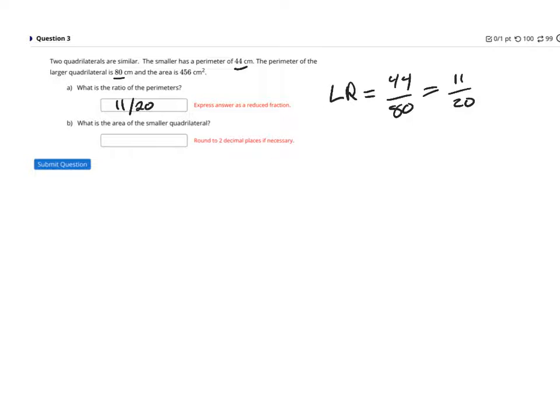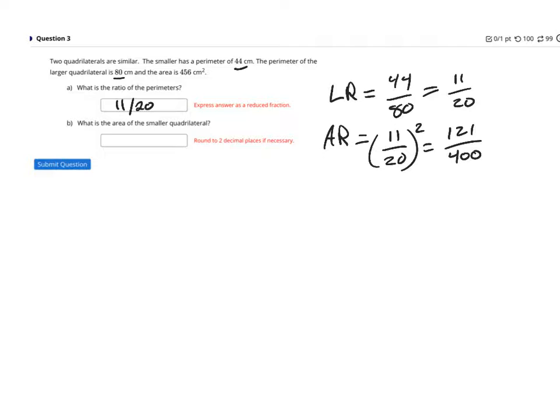Letter B says, what is the area of the smaller quadrilateral? To do that, I need to find the area ratio. To find the area ratio, you take the linear ratio and you square it, so you're going to get 121 over 400. That's my area ratio.